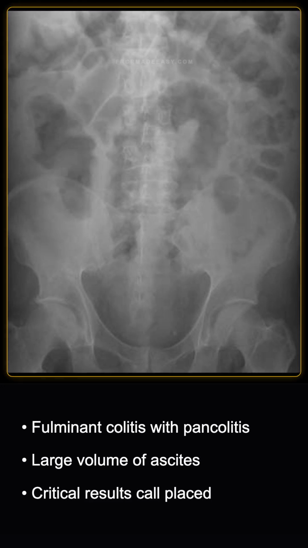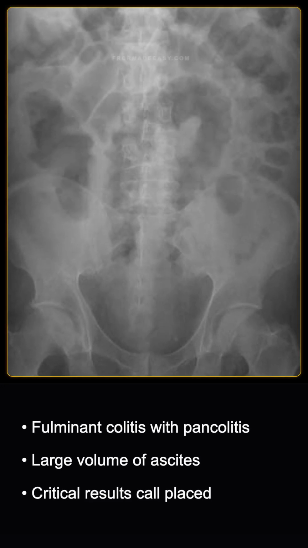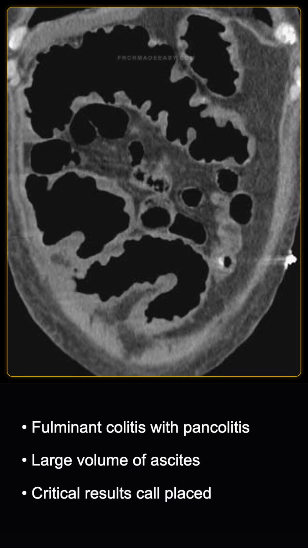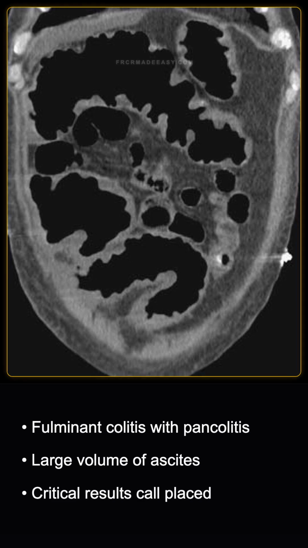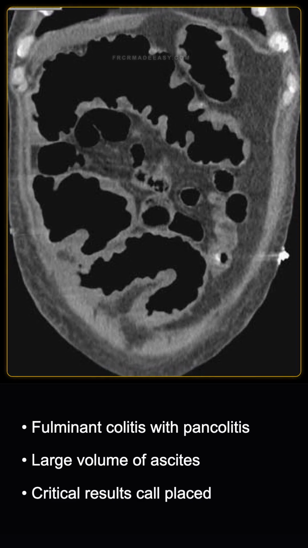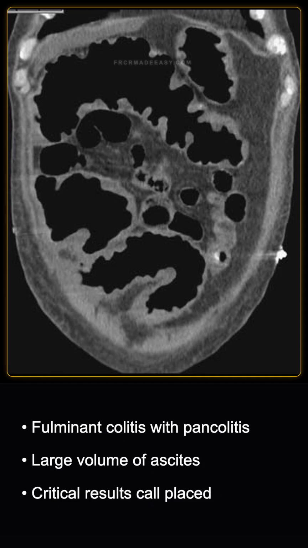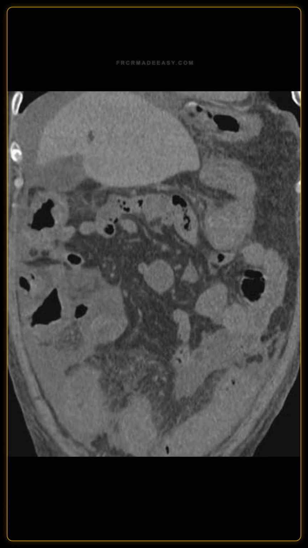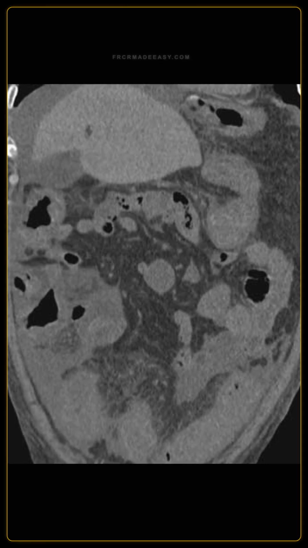Based on that, this is a potentially lethal fulminant colitis. I would immediately place a critical results call to both the intensive care and general surgery teams to report the profound pancolitis and the large volume of ascites. What specific warning would you give to the surgical team during that call?